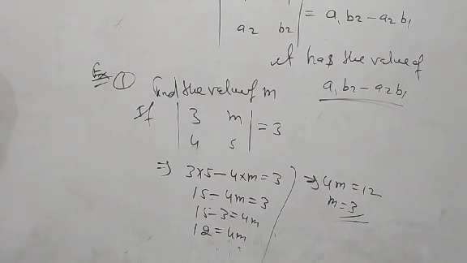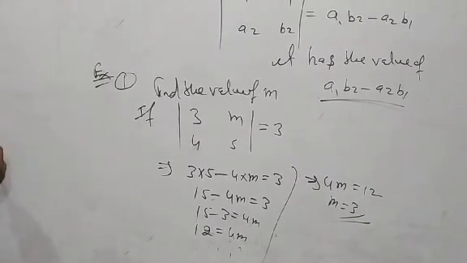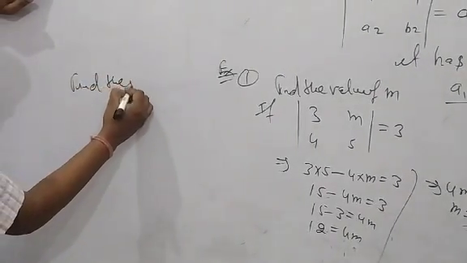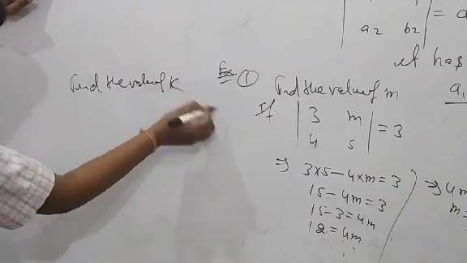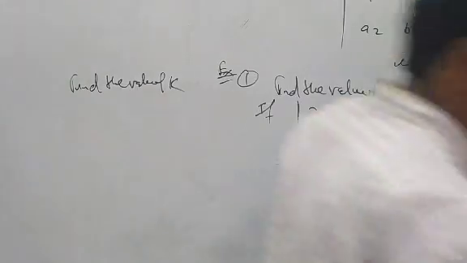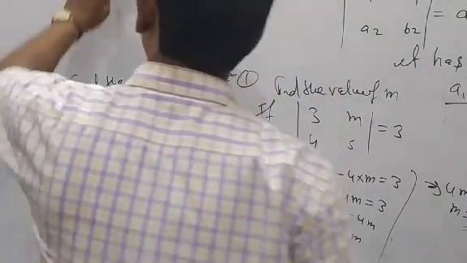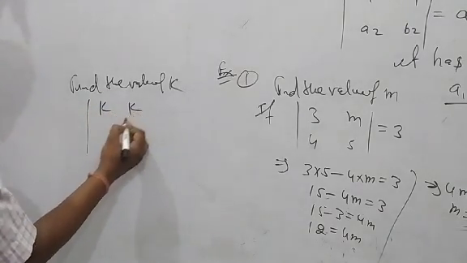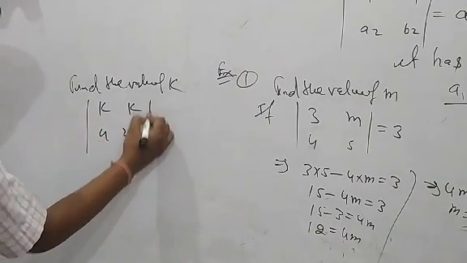Here, the second question is how we can find the value of k. Clear? Find the value of k. How can we find the value of k here? If the determinant k, 4, and 2k is equal to 0.